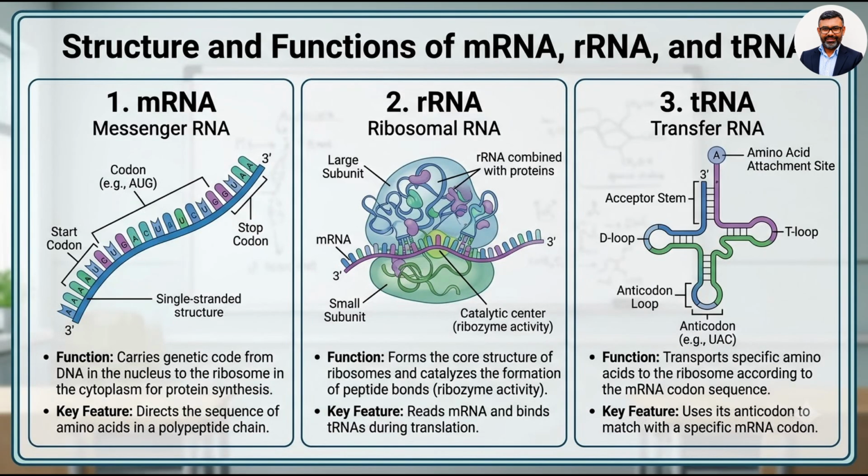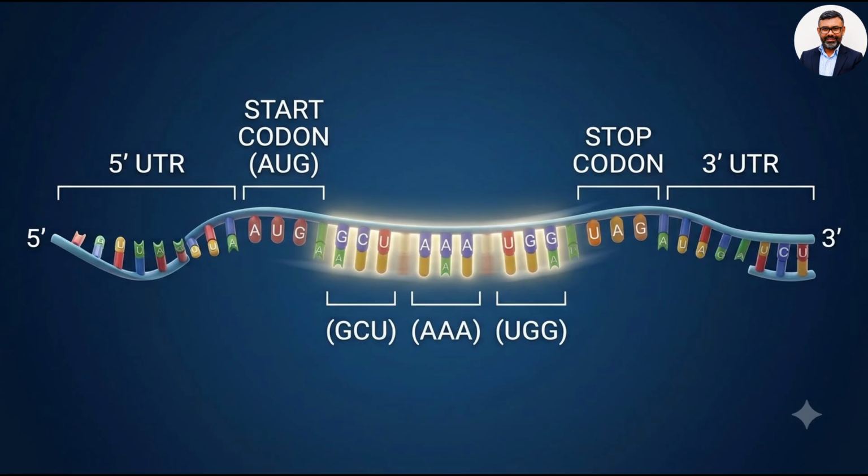Let us begin with the first type of RNA, mRNA, or messenger RNA. As its name suggests, mRNA carries the genetic information copied from DNA. This information determines the order in which amino acids will be arranged in the polypeptide. A translational unit of mRNA is flanked by a start codon, usually AUG, and a stop codon. Between these two signals, the mRNA contains codons such as GCU, AAA, and UGG, which specify the amino acids added to the growing polypeptide chain.